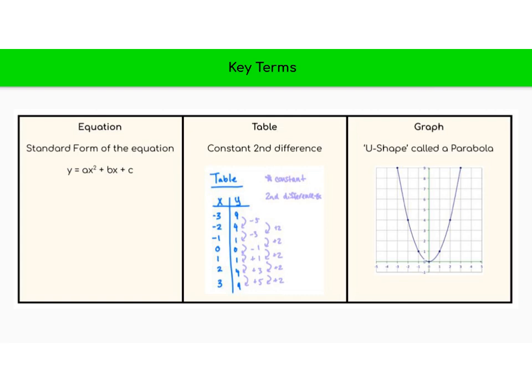Okay, so before we move on to translations, we just want to do a quick review of quadratic functions. Our standard form of the equation would look like y equals ax squared plus bx plus c. Our table of a quadratic function has a constant second difference. And finally, the graph of a quadratic function is U-shaped, which is called a parabola.